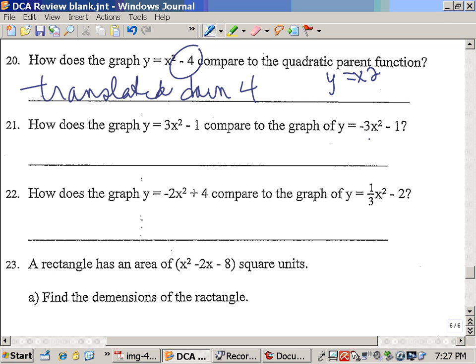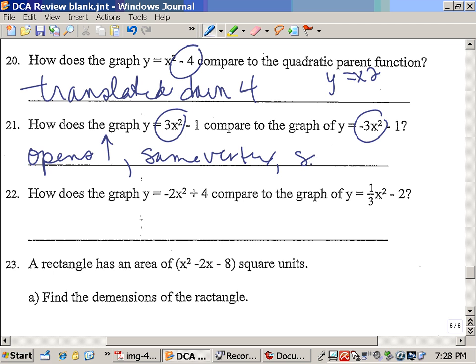On 21, looking at these two graphs, the first graph opens up, while the second graph opens down. The first graph and the second graph both have the same vertex, and they have the same width.